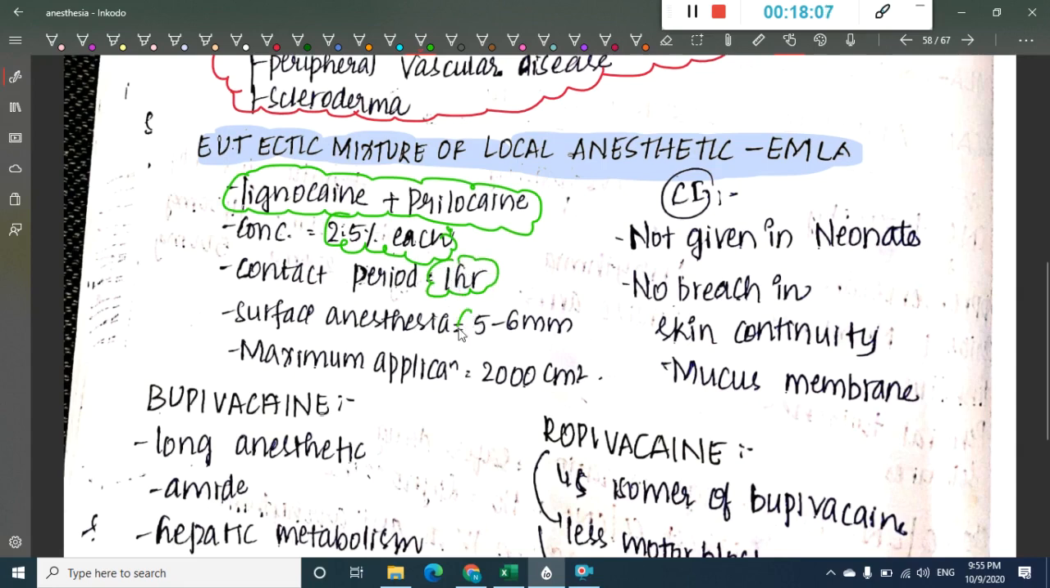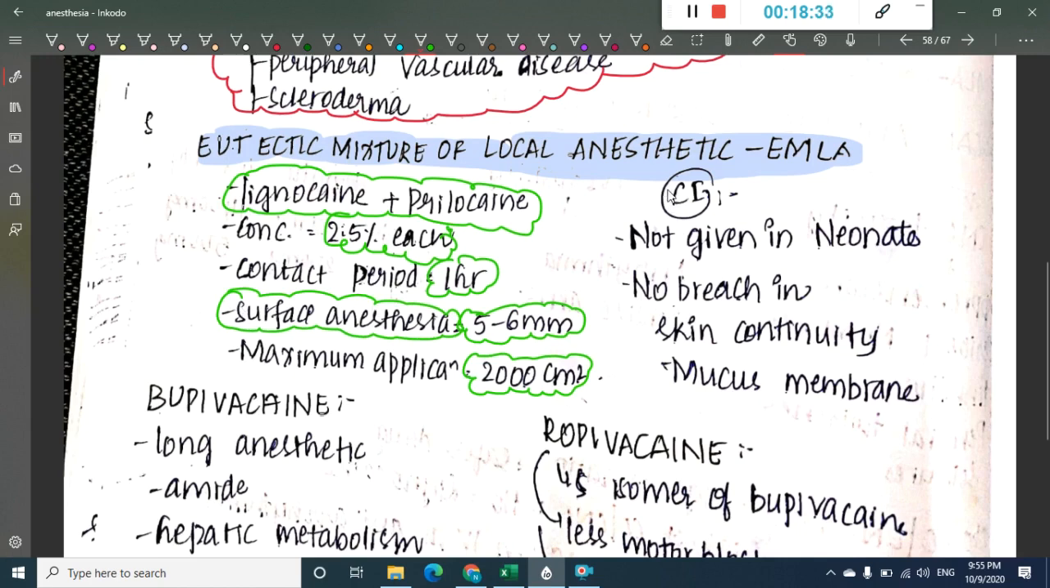This is used as a surface anesthetic, at 5 to 6 millimeters in thickness, and the maximum application you can put is 2000 centimeter square. It is mainly used for surface anesthesia, not as an injectable anesthetic. The contact period necessary for decreasing pain is 1 hour.